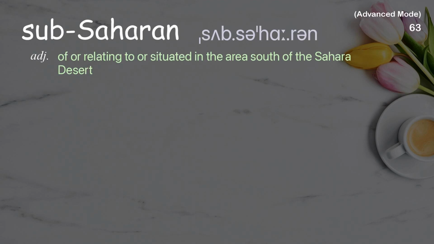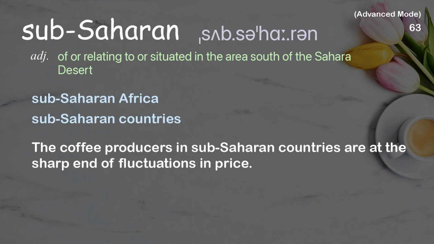Sub-Saharan. Of or relating to or situated in the area south of the Sahara Desert. Examples: Sub-Saharan Africa, Sub-Saharan countries. The coffee producers in sub-Saharan countries are at the sharp end of fluctuations in price.